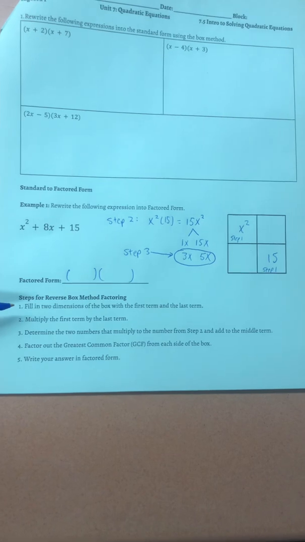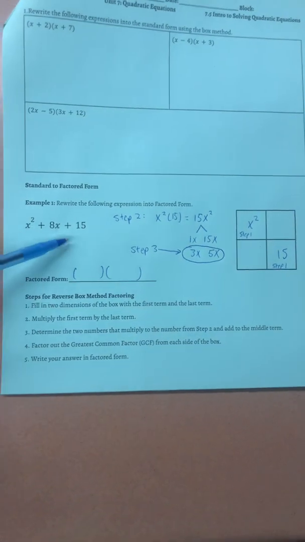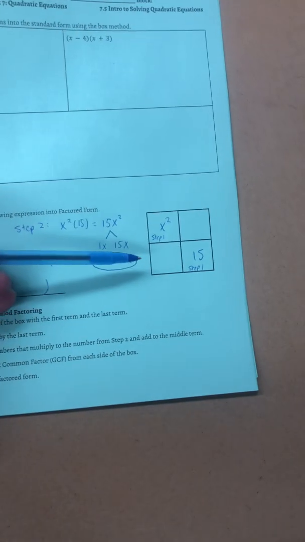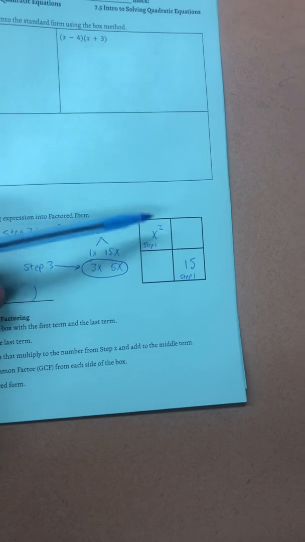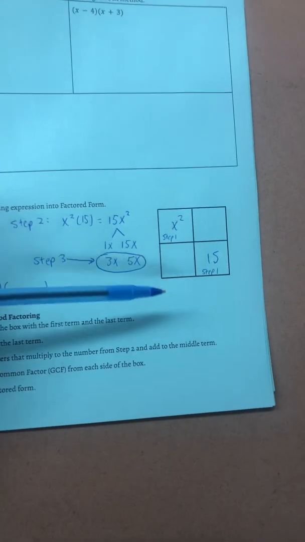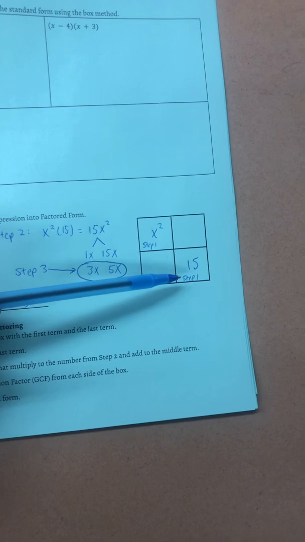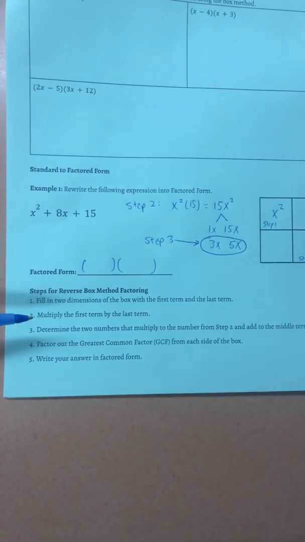So the first thing, we're going to fill in two dimensions of the box with the first term and the last term. Now, anytime we do the box method, that ends up being this first box here and this last box here. So we take our first term, x squared, goes in the first box. We take our c term, 15, the last term, and throw that in the last box there. So that's step one.